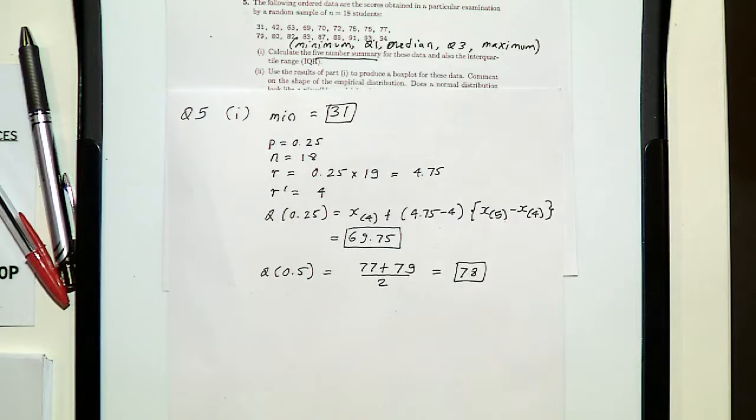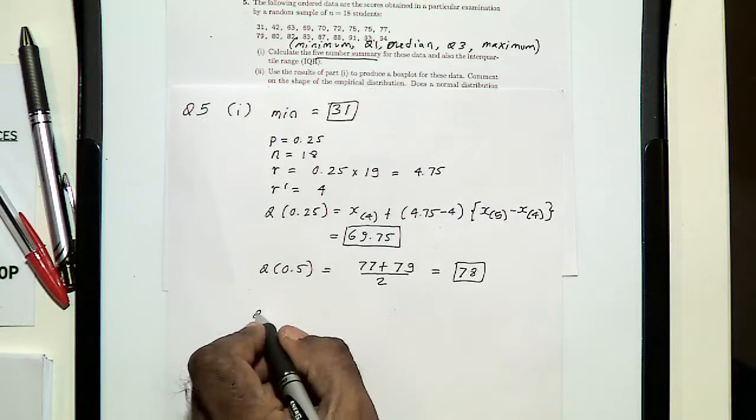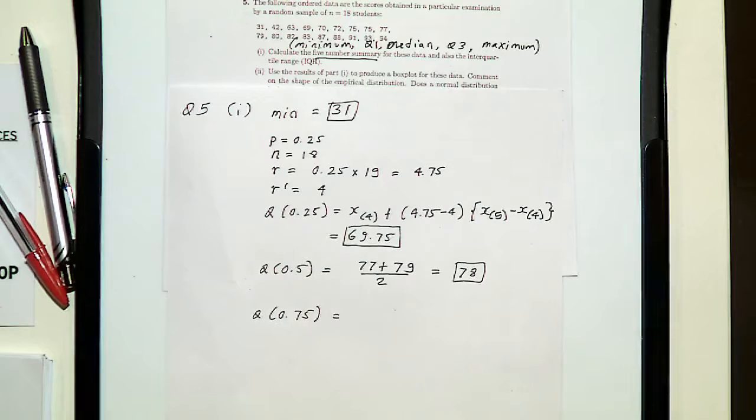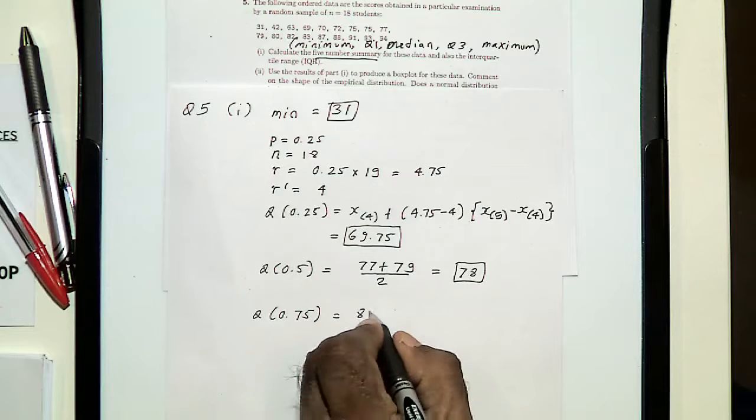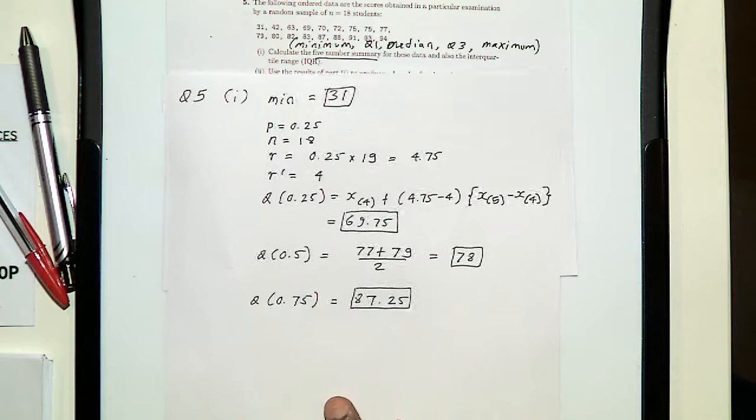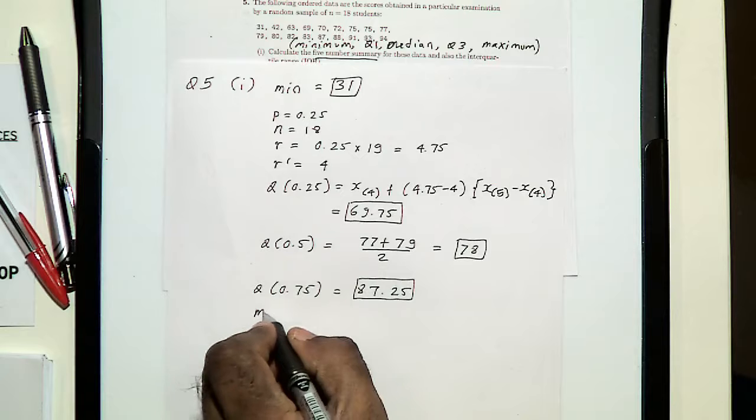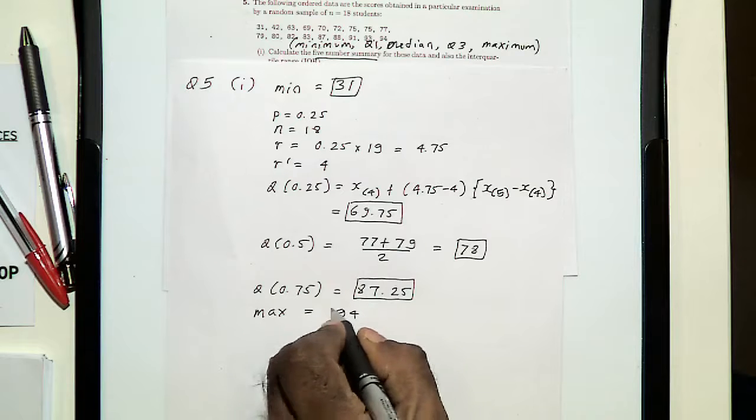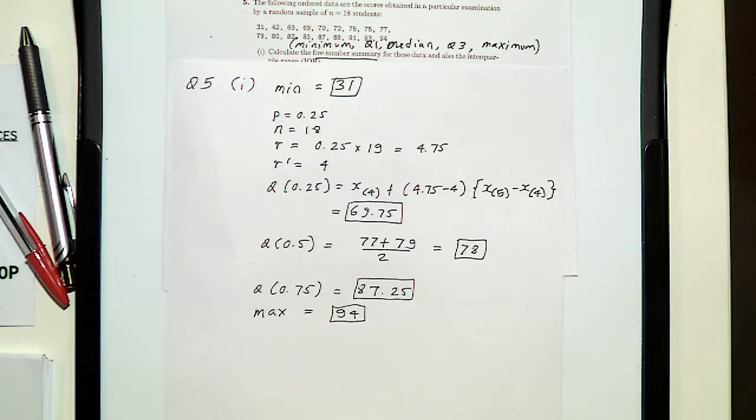And then the third quartile, I'm sure you can do the calculations for this, and you will get 87.25. And finally, the maximum is the largest data point, which is 94. So this is the 5-number summary. When I say 5-number summary, it's the minimum, the first quartile, the median, the third quartile, and the maximum.